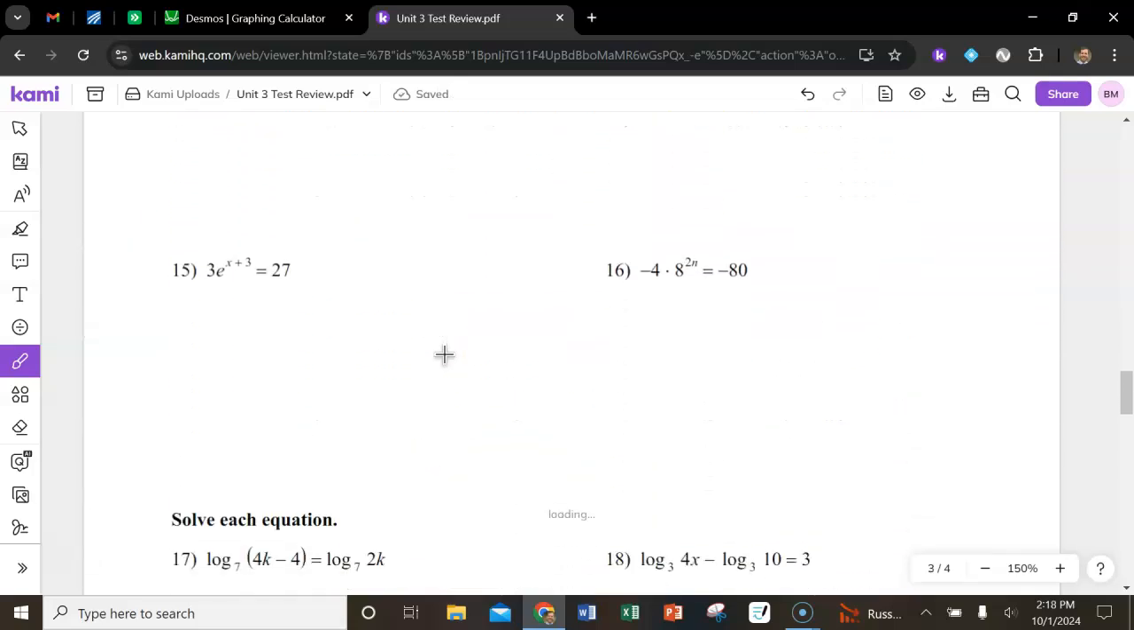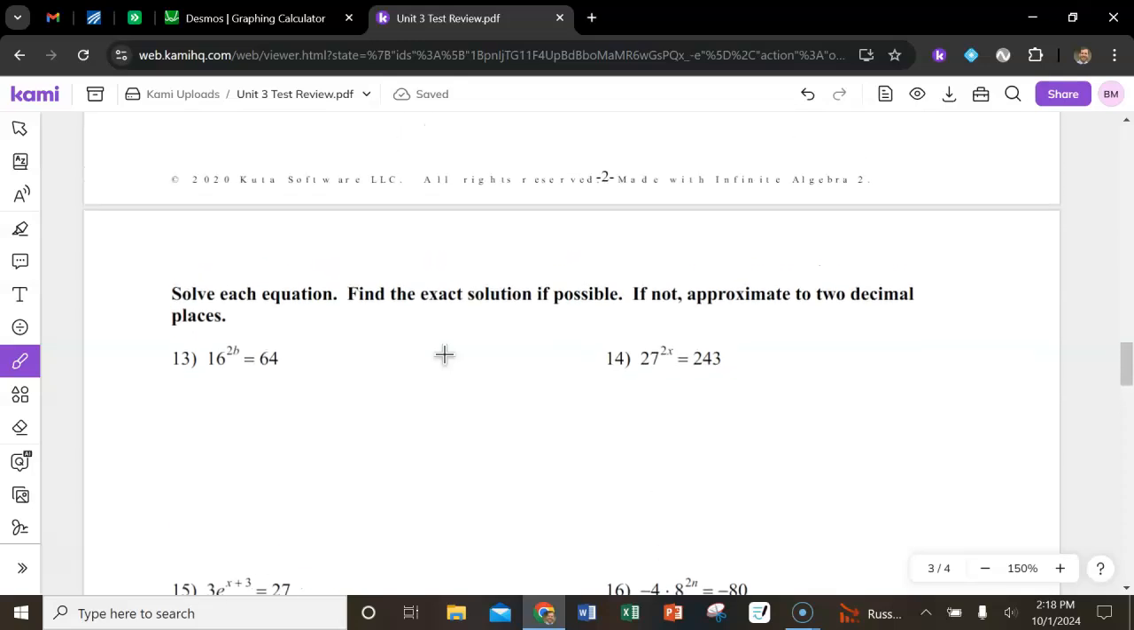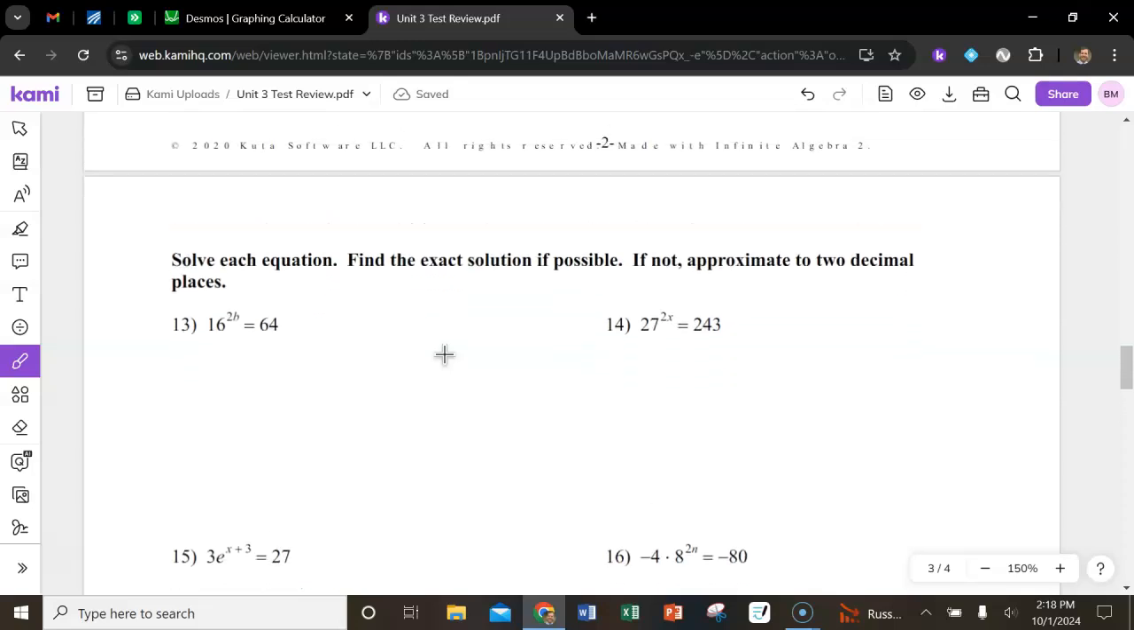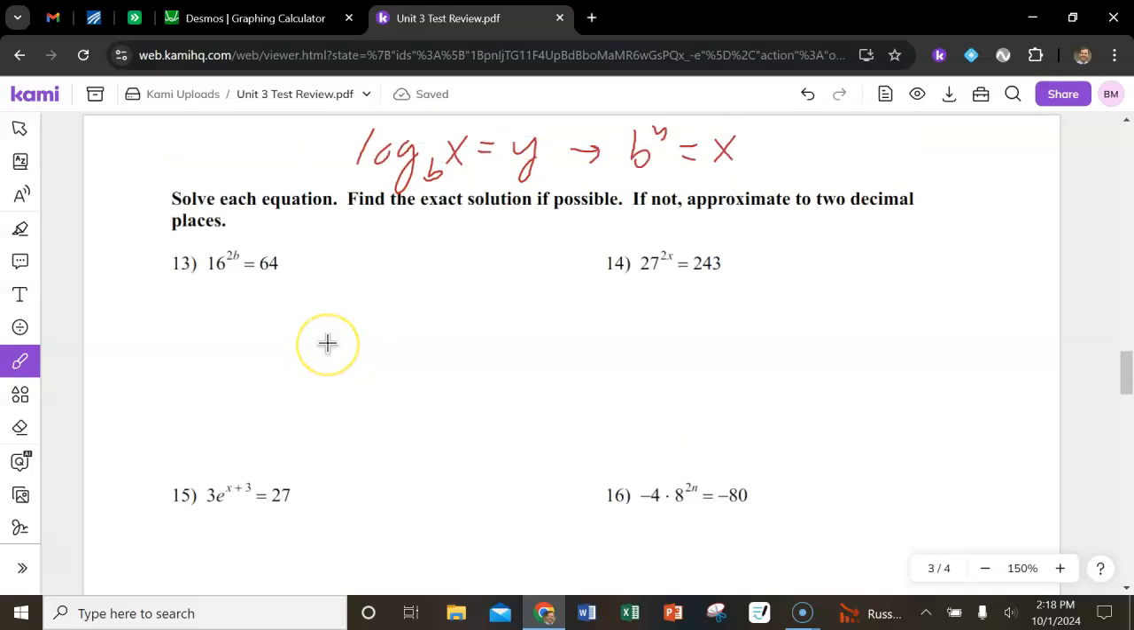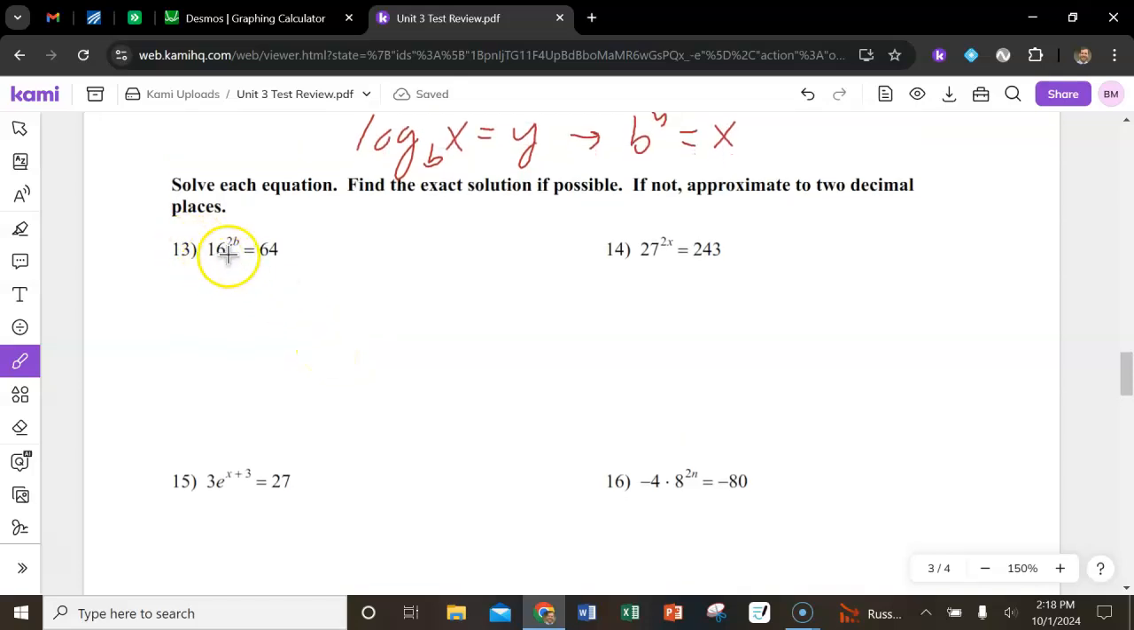This page is probably the most important, the solving equations. Again, I'll write this down, but this is the number one thing. Log base b of x equals y means that b to the y equals x. It's very important. If you have an exponential equation, which is what we have on 13 through 16, the variables are in the exponent. The first thing you need to do is isolate on one side the exponential part.